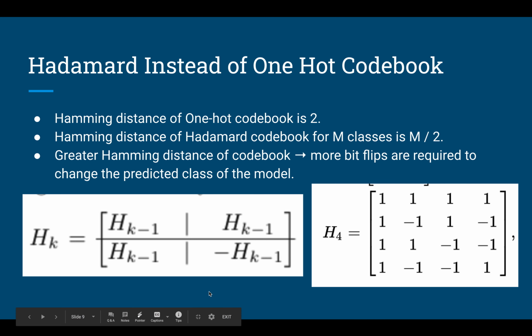Oh, and here is an example of a Hadamard matrix for 4 classes. So as we can see, the Hamming distance between the first row and the second row is 2 because the vectors differ here, and the Hamming distance between this row and this row is also 2 because they differ here, and you can verify that indeed the Hamming distance of this matrix H sub 4 is 2. And this is the recursive definition for the Hadamard matrix.